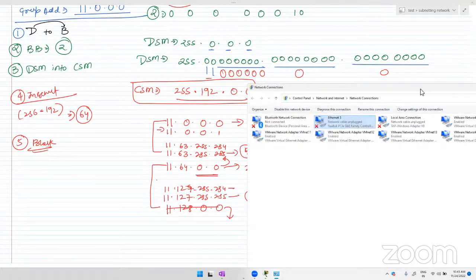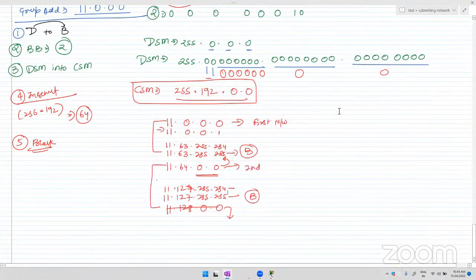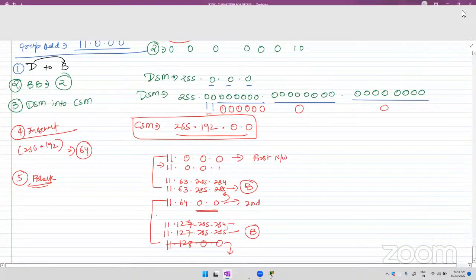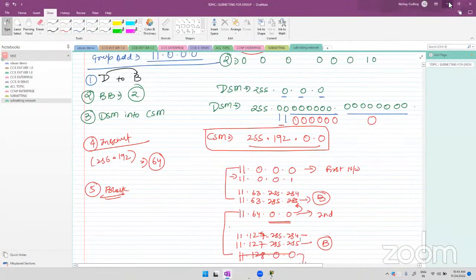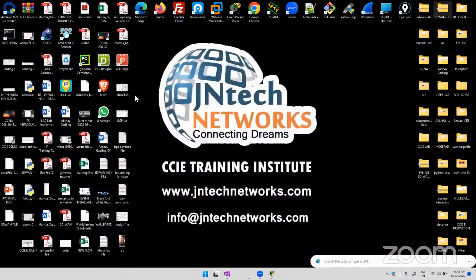So we have done class A, class B, and class C subnetting. And in the next session we discuss super subnetting. Super subnetting part we discuss in the next session. You just need to download this workbook. Where is the workbook? Hold on.